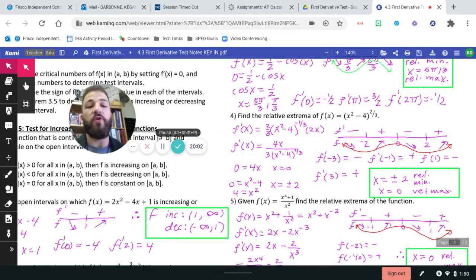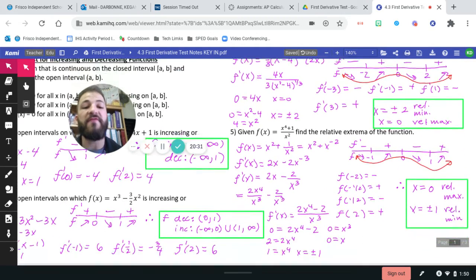So we get 0 equals 4x, x equals 0, and 0 equals x squared minus 4, x equals positive or negative 2. So setting up our number line with negative 2, 0, and 2, my test numbers I picked were negative 3, negative 1, 1, and 3, giving us negative, positive, negative, positive. So we go decreasing, increasing, decreasing, increasing, which gives us relative mins at negative 2 and 2, and relative max at 0.